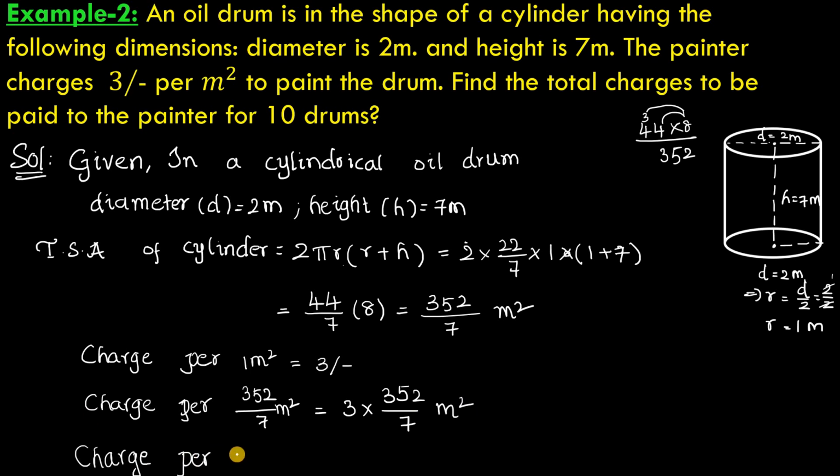Charge per 10 drums is 3 into 352 by 7 into 10, because for 10 drums they asked. There is no cancellation, so I am just multiplying.